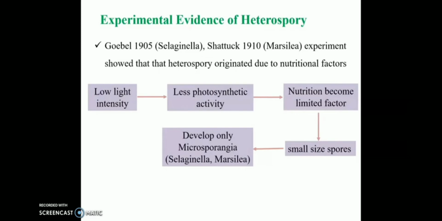This is by Goebel in 1905 in Selaginella and Shattuck in 1910 in Marsilea. The experiments showed that heterospory originated due to a nutritional factor. That is, when low light intensity gives less photosynthetic activity, nutrition becomes a limiting factor, so small spores originate and develop only in microsporangia. This is seen in Selaginella and Marsilea. These are the three evidences for heterospory.